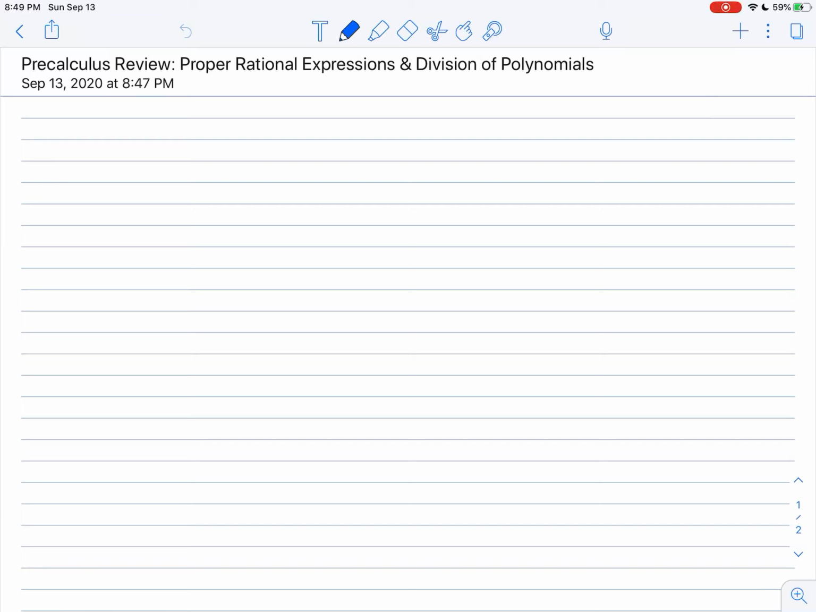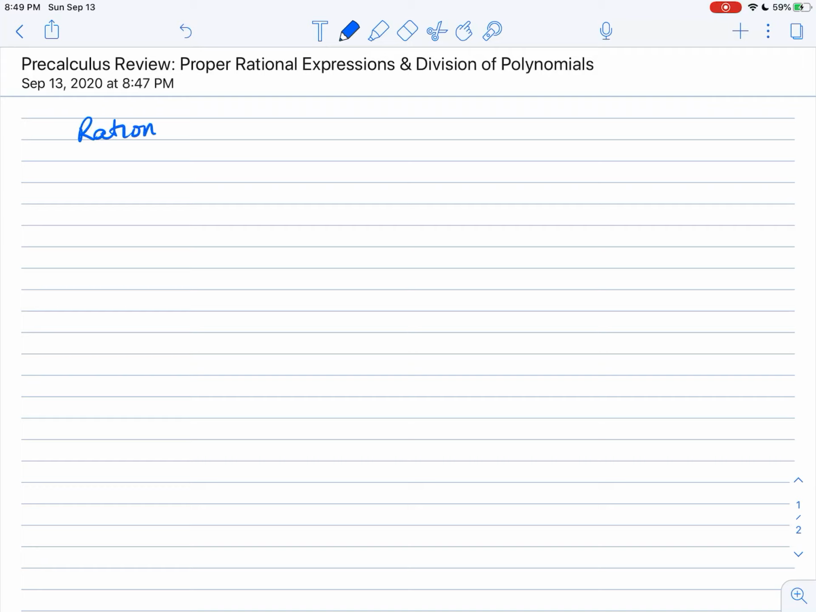Okay, this is a pre-calculus review talking about proper rational expressions and divisions of polynomials. This will help with techniques of integration by partial fractions. All right, so what is a rational expression?